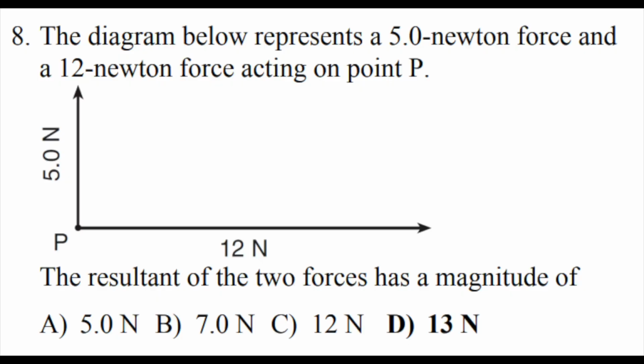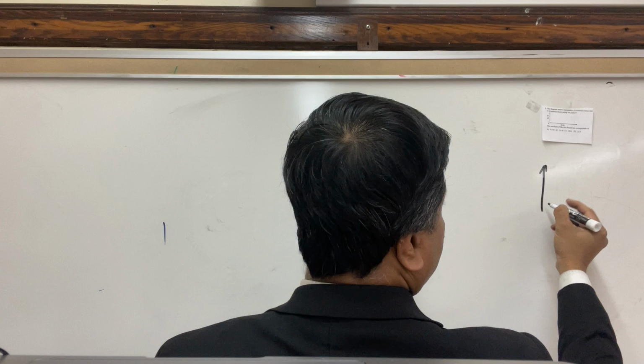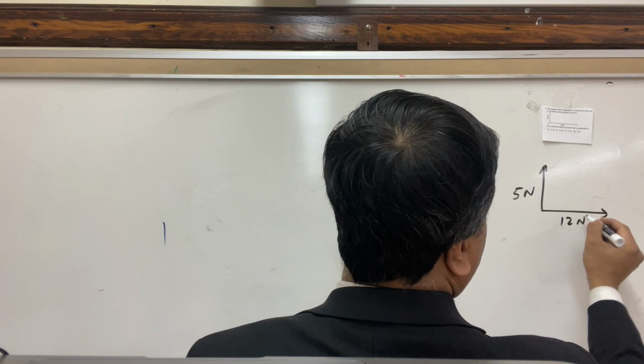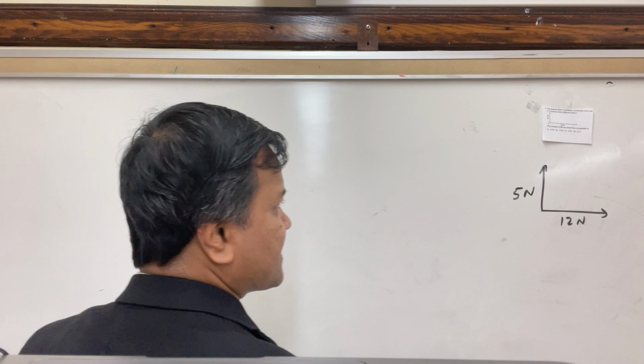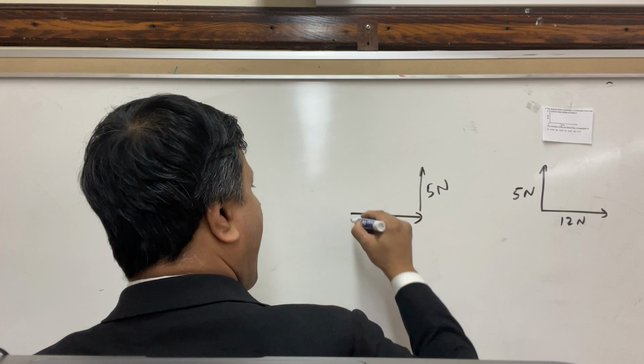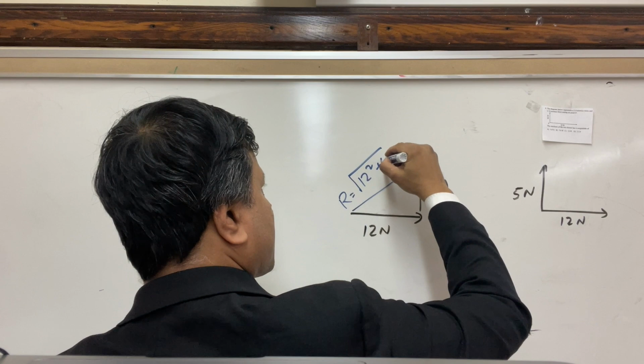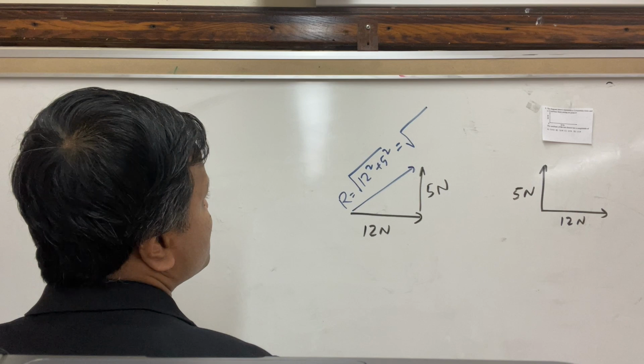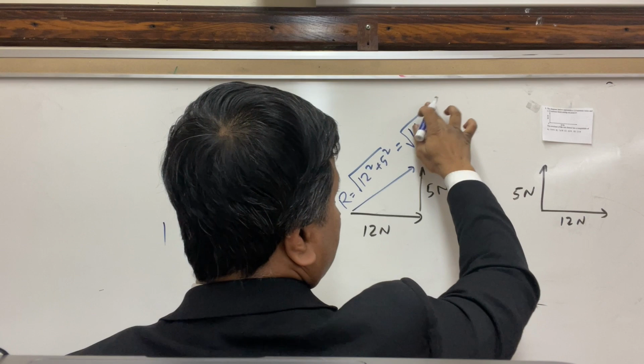Now we're going to do number 8. Vector 1, which is 5 newton, and I have vector 2, which is 12 newton. I want to find the resultant and its magnitude. So let's do the head and tail. I have vector 12 newton, I have vector 5 newton, and the resultant would be 12 squared plus 5 squared, which is 144 plus 25, 169, and that would be 13 newton.